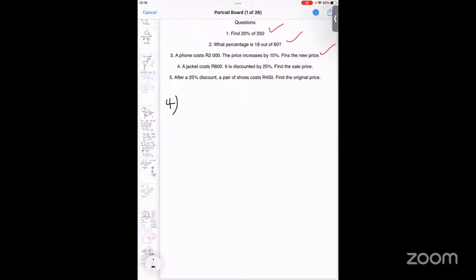obviously a product can be increased or decreased. If it's increased, then we know we add an extra. But when they talk about a discount, it's simply a decrease by a certain percentage. So in other words, if we have to calculate the sale price, it means it will be that cost, the original cost being 800, and we will reduce it by 25% of that 800.